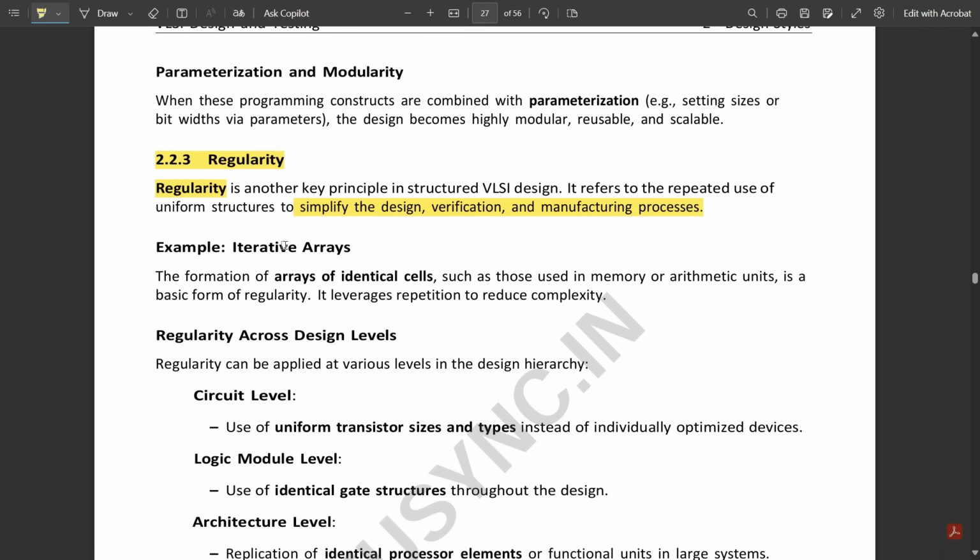For example, iterative arrays. The formation of arrays of identical cells, such as those used in memory or arithmetic units, is a basic form of regularity. It leverages repetition to reduce the complexity. Okay, so with iterative arrays, due to the maximum number of repetitions taking place, the complexity is reduced. Okay, regularity across design levels.